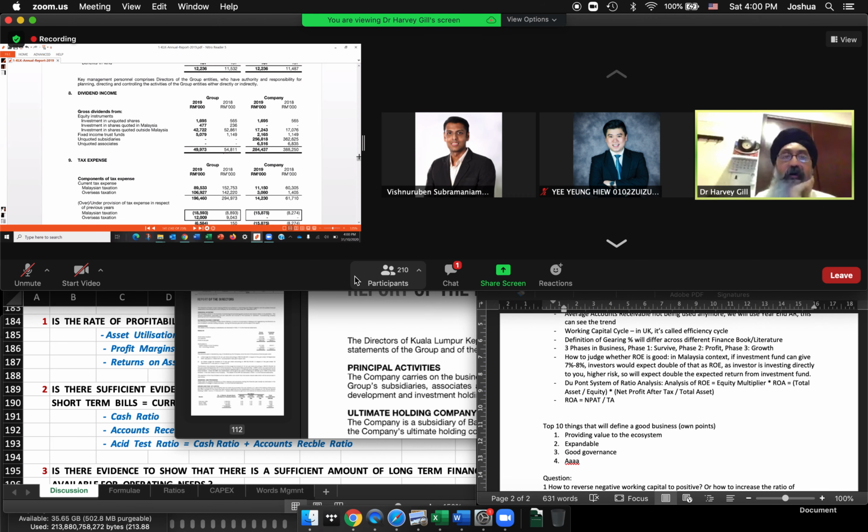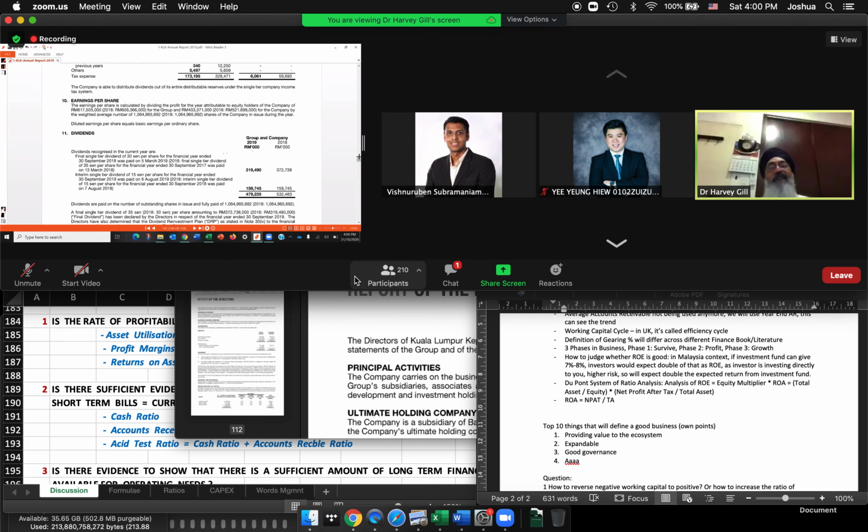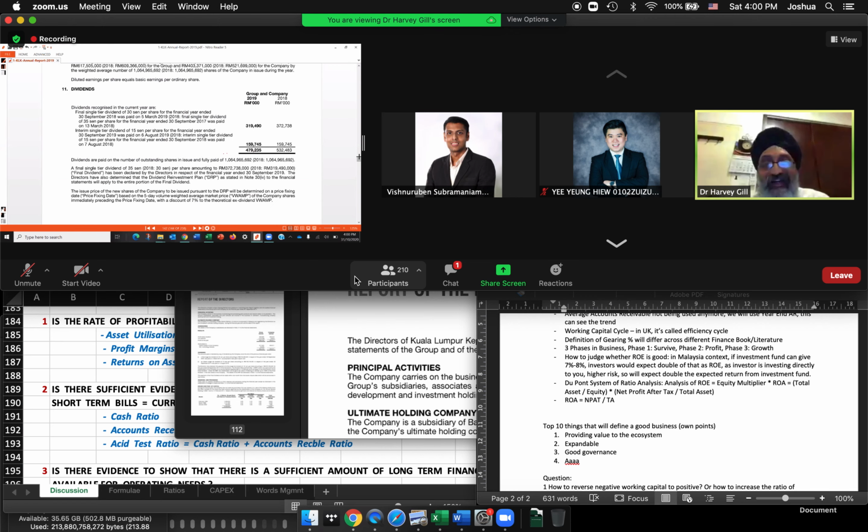There. Dividend income. Earning there, note 11. So this is the number you have to take, final and interim together. They are paid on the number of outstanding shares. So what is the dividend attributable to 2019? 479. Dividend attributable to 2018? 532. This is what they have reported. So 479 and 532.